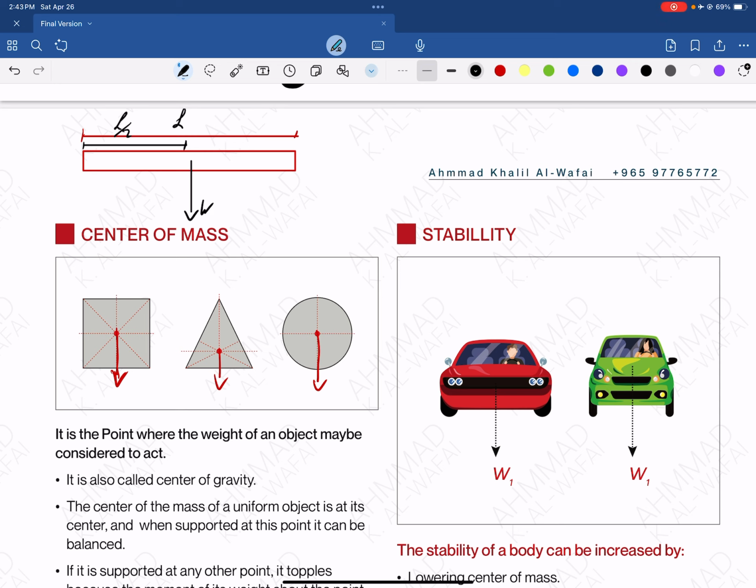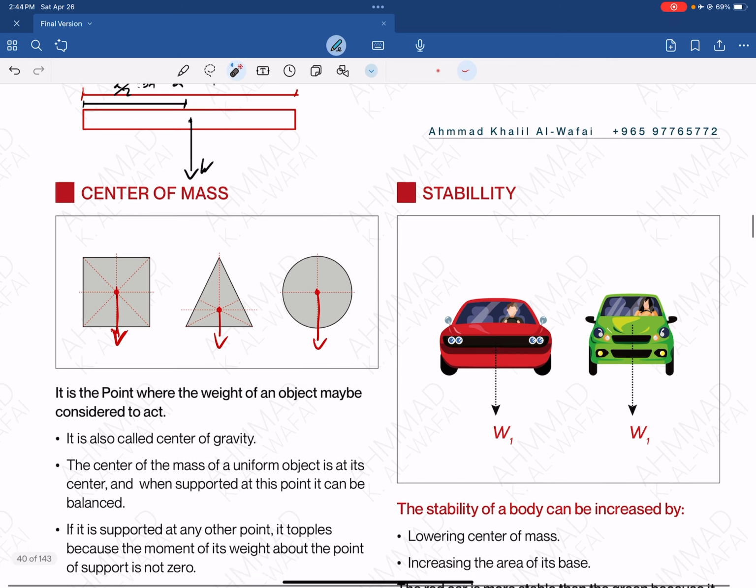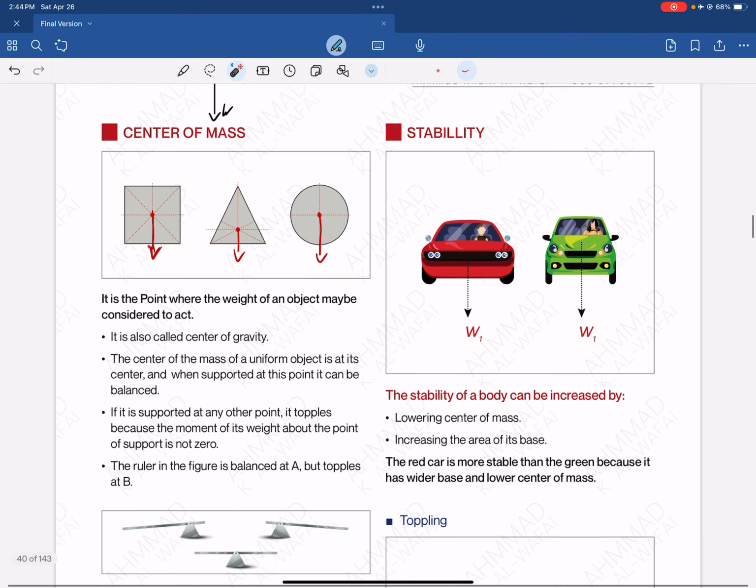So, for example, if L is 10 meters, whatever, the weight is acting at 5 meters from that point. This is required to know. Keep that in mind. The weight is going to be acting in the center, okay? So that's the idea of center of mass.